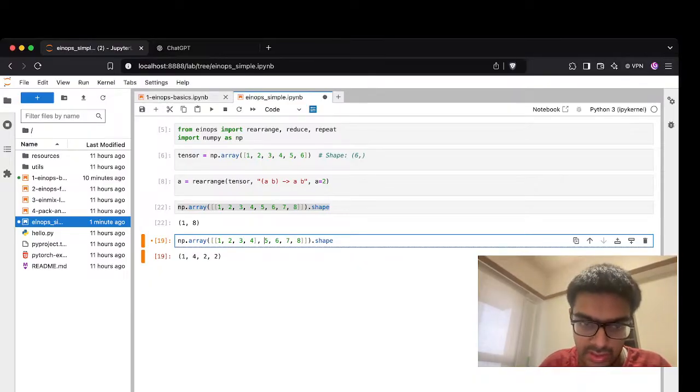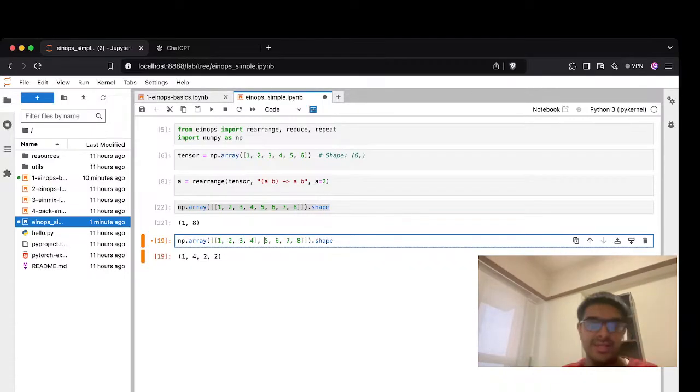Yay, I think it should work. np.shape. np.array. Why do I make this stupid mistake? np.array.shape. I did it. I think I have an intuition for how Einops works. I say I think because this is deceptively simple.